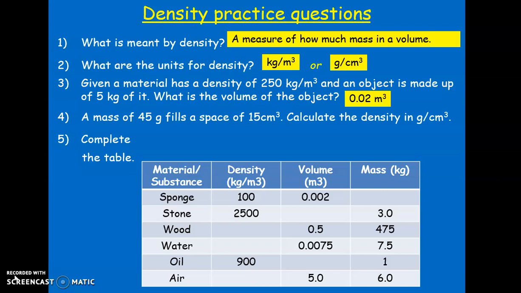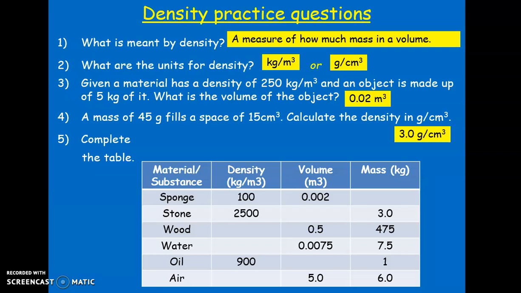And number 4, a mass of 45 grams fills a space of 15 centimeters cubed. You may notice in this scenario, rather than kilograms and meters cubed, we're using grams and centimeters cubed. The density is mass divided by volume, which gives us 45 divided by 15 equals 3 grams per centimeter cubed.